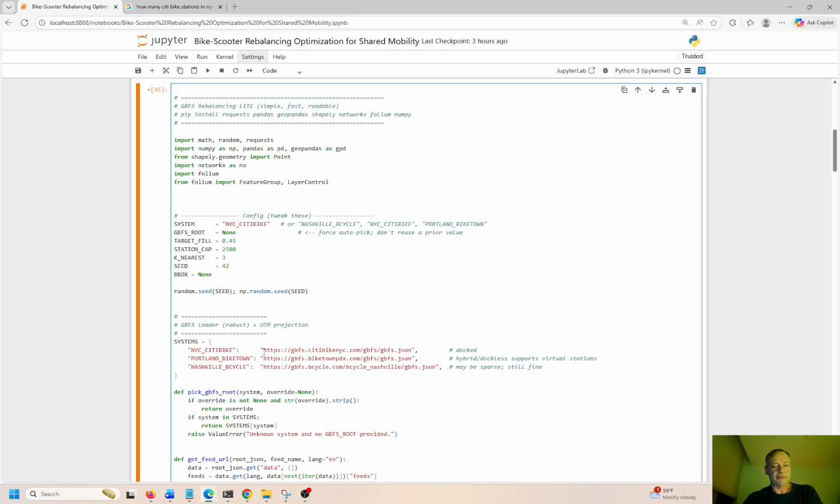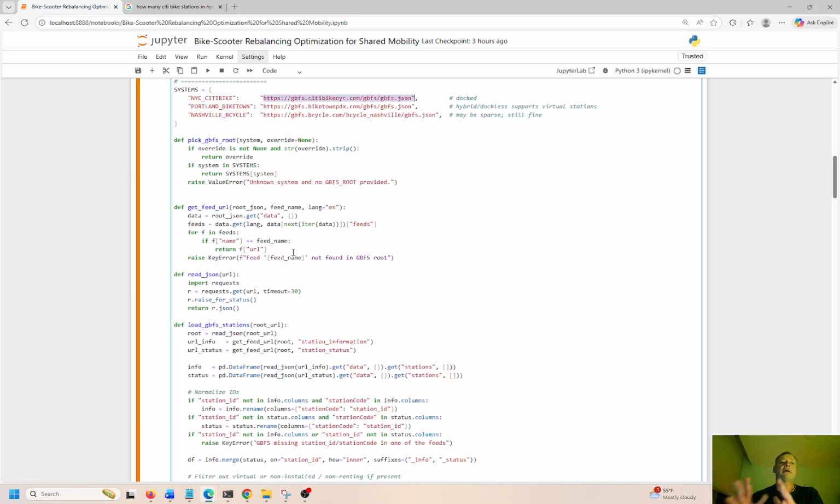Again, we're going through these different systems, grabbing this real-time data, updated minute by minute. I created a few UDFs over here. So this is a user-defined function, again, to go fetch the data. If we need to do some cleaning, look for the right language, make sure that this is in English.